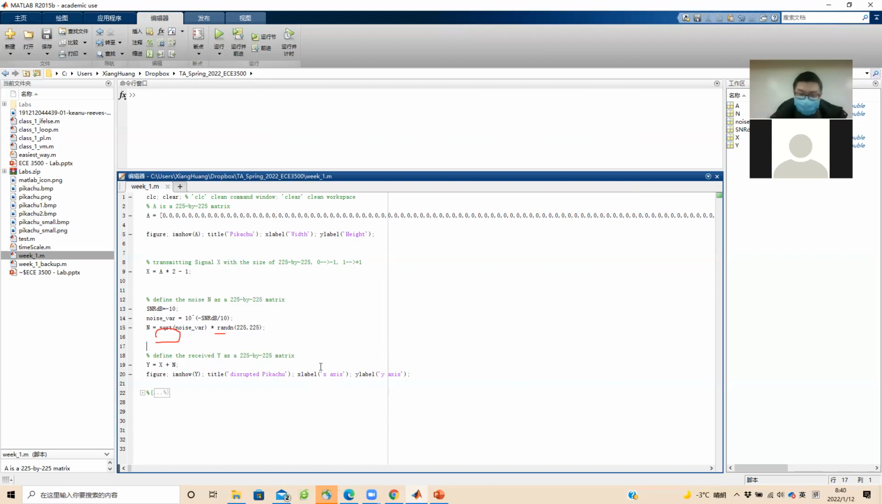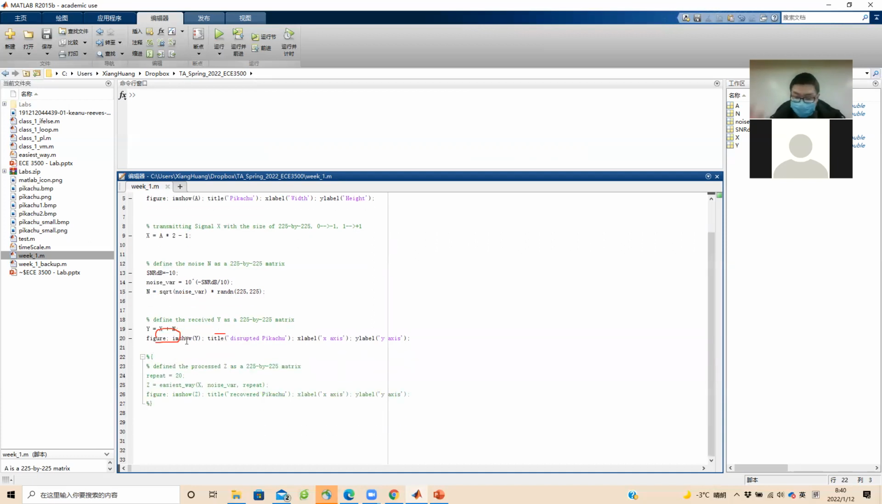Actually, many scientists have figured out many ways to recover information from some disrupted signals. But before that, the easiest way is to resend this image many times until you get your information. So this is the easiest way.